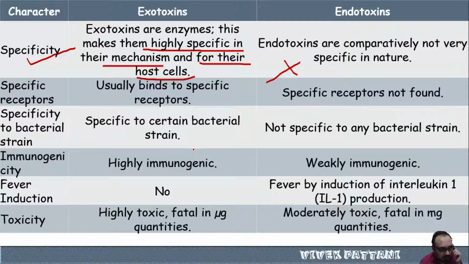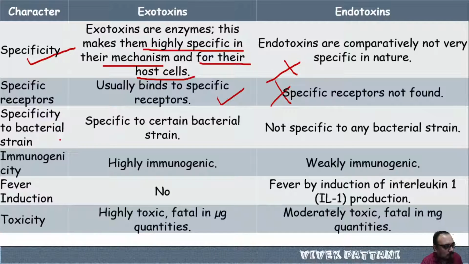When it comes to specific receptors, as the exotoxins are highly specific, they have specific receptors and usually bind to the specific receptors only, whereas for endotoxins there is no special requirement of specific receptors. But there can be minor variations, there can be exceptions.